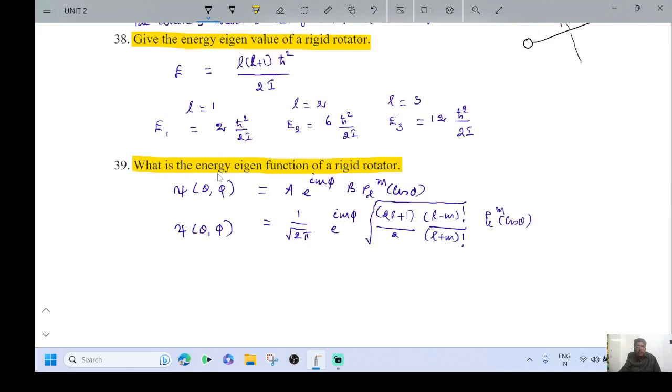What's the energy eigenfunction of a rigid rotator? Psi of theta comma phi equal to Theta of theta into Phi of phi. This is the Phi of phi value, A e power i m phi. The Theta of theta equation is B P l m of cos theta. The value of A is 1 divided by the square root of 2 pi. Then we have presented this e power i m phi as such, which is having plus or minus sign. Then the value of B is this much, then P l m of cos theta. This is the wave function of rigid rotator.